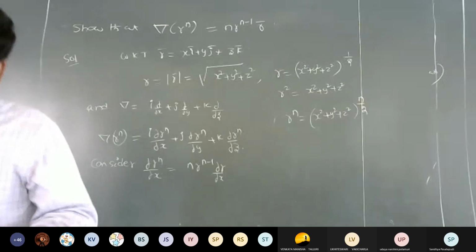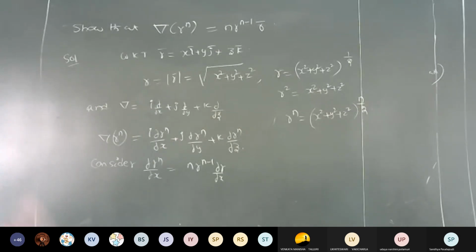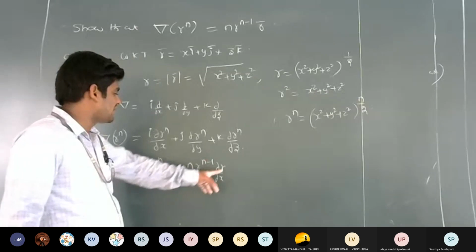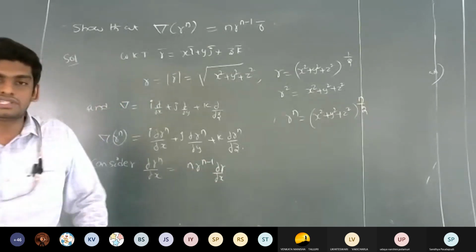Or that is y power n. The derivative of y power n with respect to x is n into y power n minus 1 into dy by dx. So likewise, here also dou r power n by dou x is equal to n into r power n minus 1 into dou r by dou x. Is it clear?